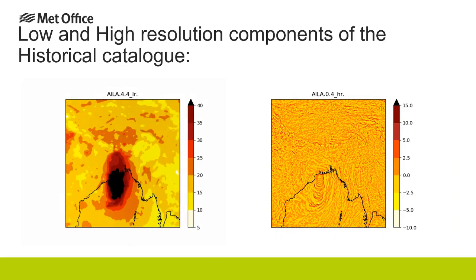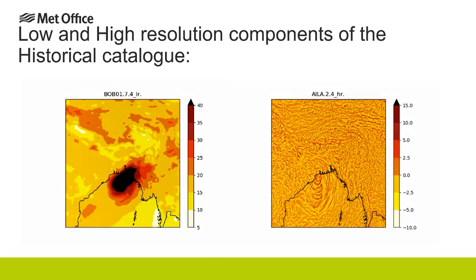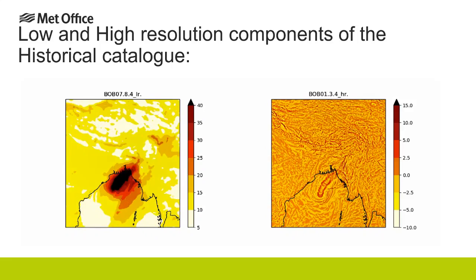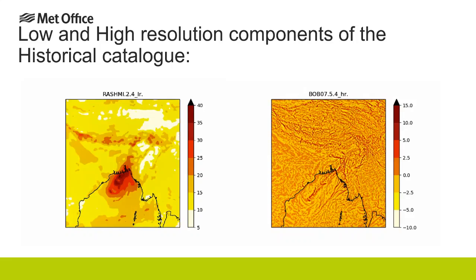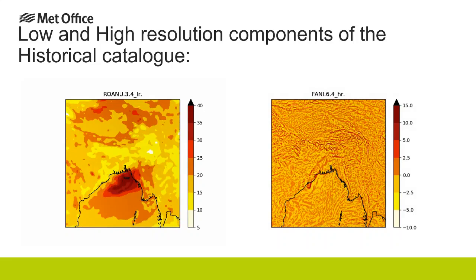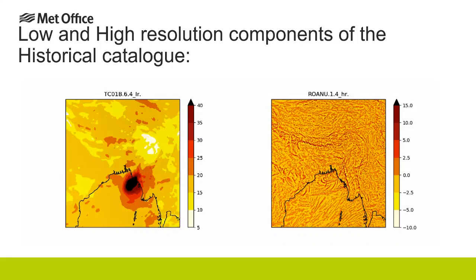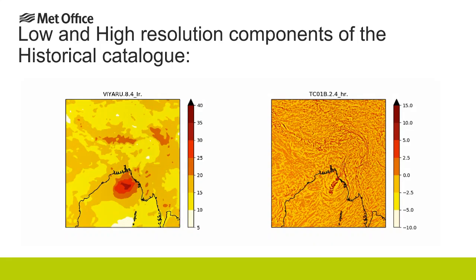And here you see the low and the high-resolution components of the historical footprint, of the historical catalogue. Left, you see the low-resolution part, which is averaged down, and on the right-hand side, you see the residual high-resolution part. And these are the components that we are recombining in the dynamically consistent statistical downscaler.